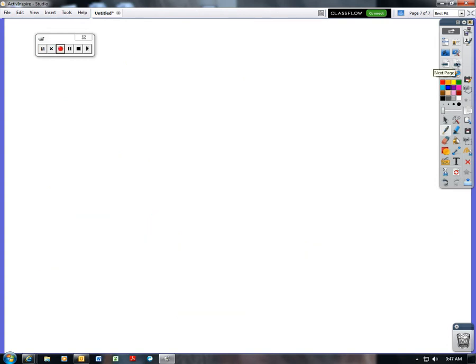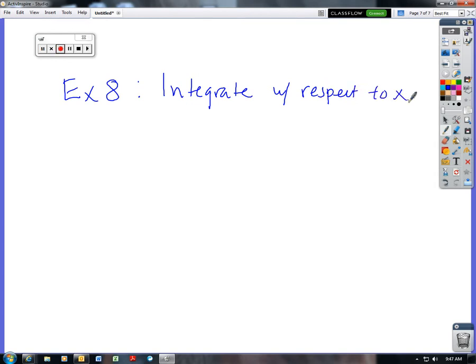Next is example 8. Integrate with respect to x, it says. So instead of writing the integral symbol, they're just stating it in words. Letter A. So I'm going to go ahead and write the integral of 2 sine of x minus cosine x dx. And if you want, you could put parentheses around that.